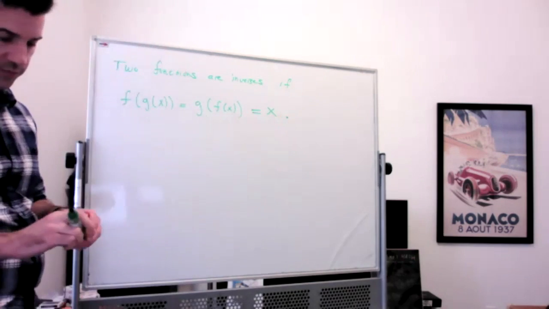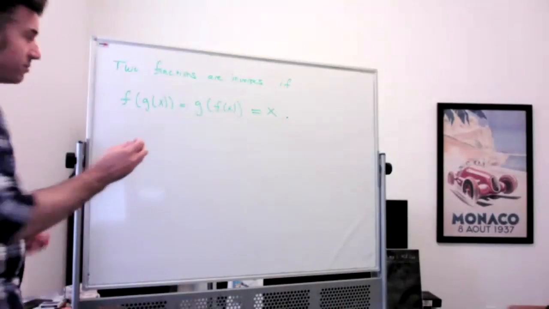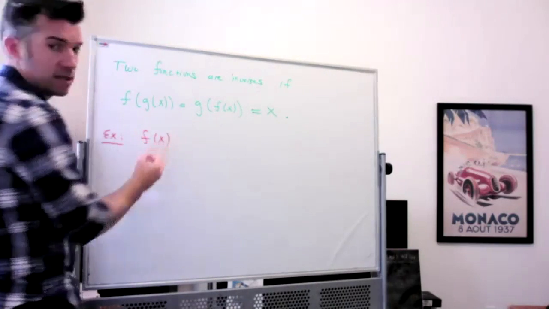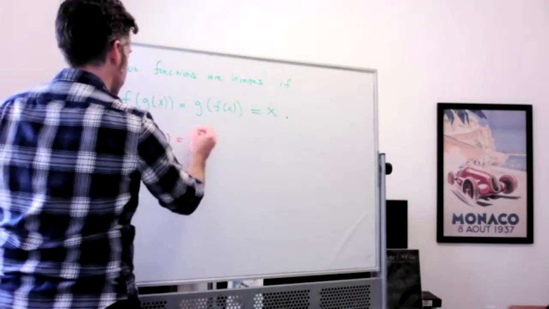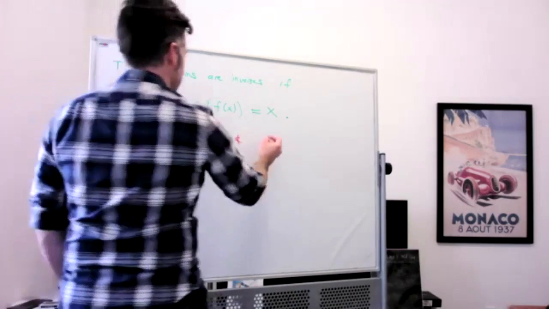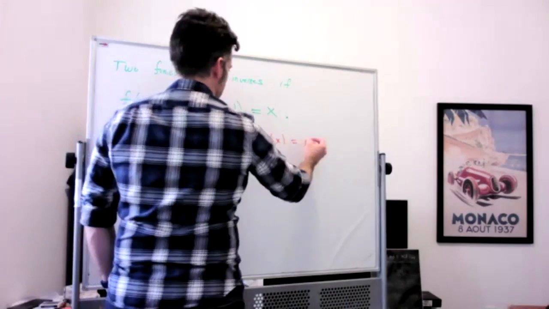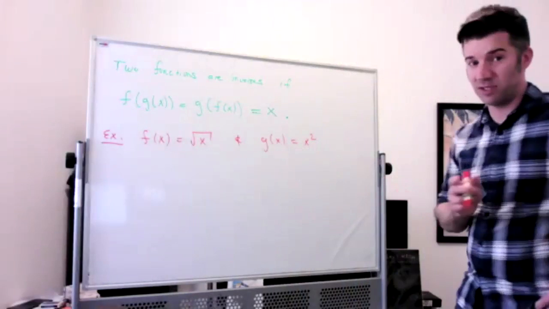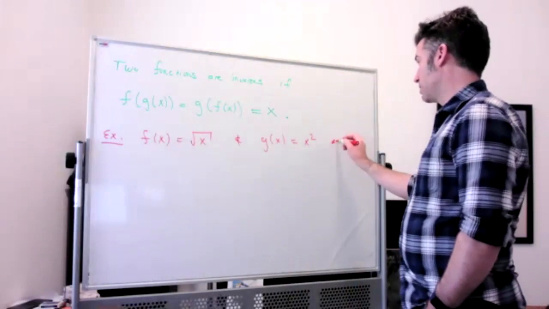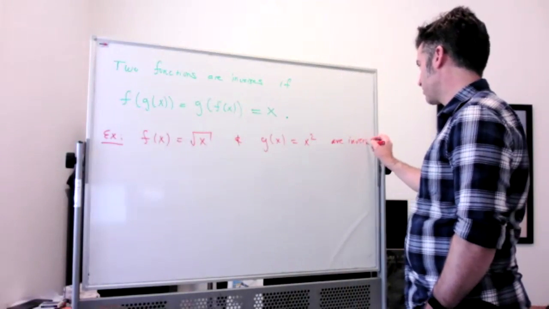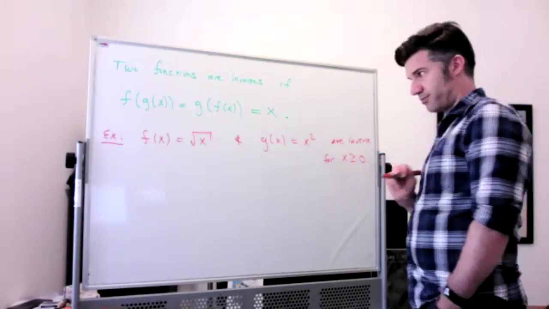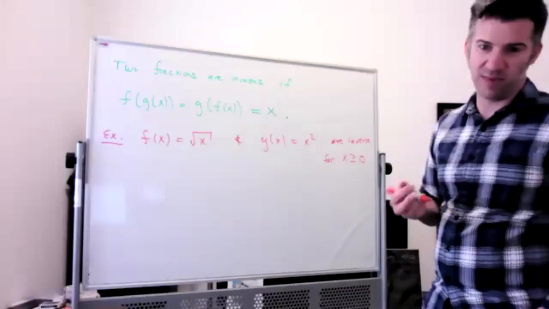So here's an example. Here's not my favorite example. f of x equal to the square root of x and g of x equal to x squared. Now these, I should point out, are not inverses everywhere. These are inverses for any non-negative value of x. But if x is negative, things don't really work out so well.